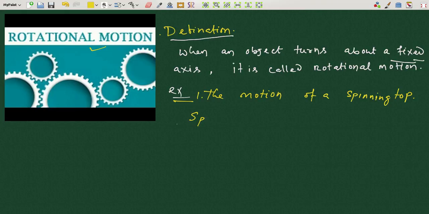This is 1, this is 2. The spinning of the earth on its axis is also an example of rotational motion. Let's see these two examples in pictures so that you get a better understanding.